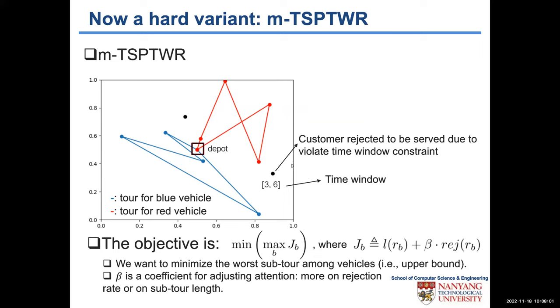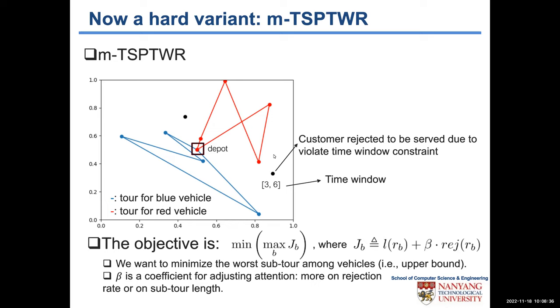Otherwise, it is subject to rejection, which will incur a penalty for the logistics company. The objective for the company is to try to serve as many customers as possible to reduce the penalty. And meanwhile, the company tries to find the best tour in terms of the travel distance for each salesman to reduce the traveling cost.